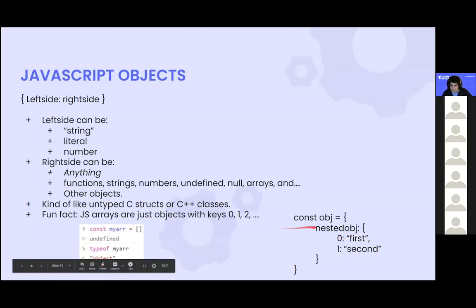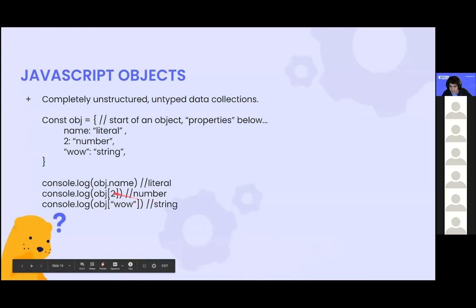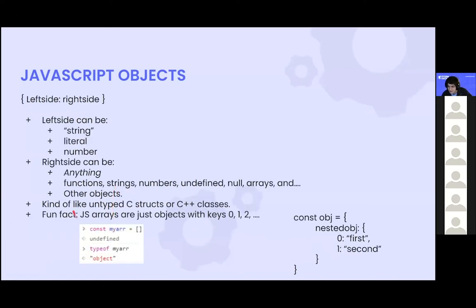And so if you think about what I said here, this number thing, this looks like an array, right? Object number. Yeah, JavaScript arrays are objects with keys starting from 0 and counting up. That is how an array is defined, an object. So if you create an array in JavaScript, const myArray is an array, and you do typeof, yeah, it's an object.